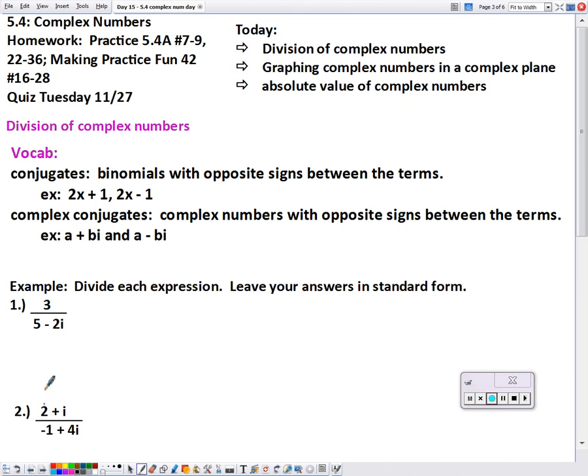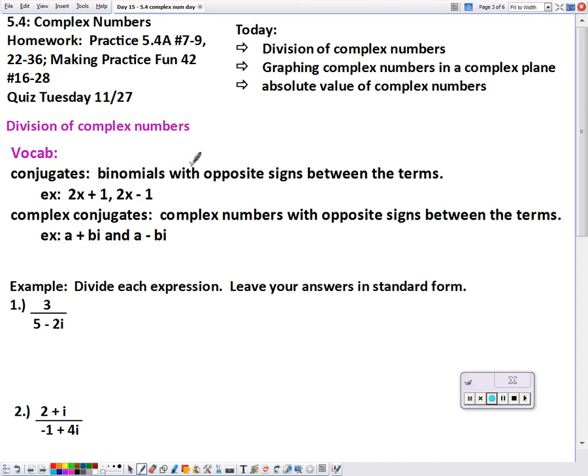Okay, today's lesson is on division of complex numbers, graphing complex numbers in a complex plane, and then using that to find the absolute value of a complex number. The first thing you need to do is pause the video and write down these two vocabulary words.